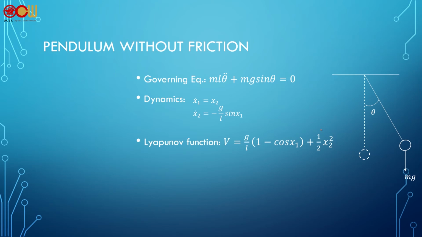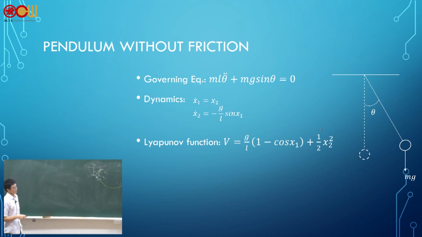So the question is, is this system stable, unstable, or asymptotically stable? You can probably solve for the solution, but can you tell from the dynamics and prove that it's stable, unstable, or asymptotically stable? Pretty challenging, right?